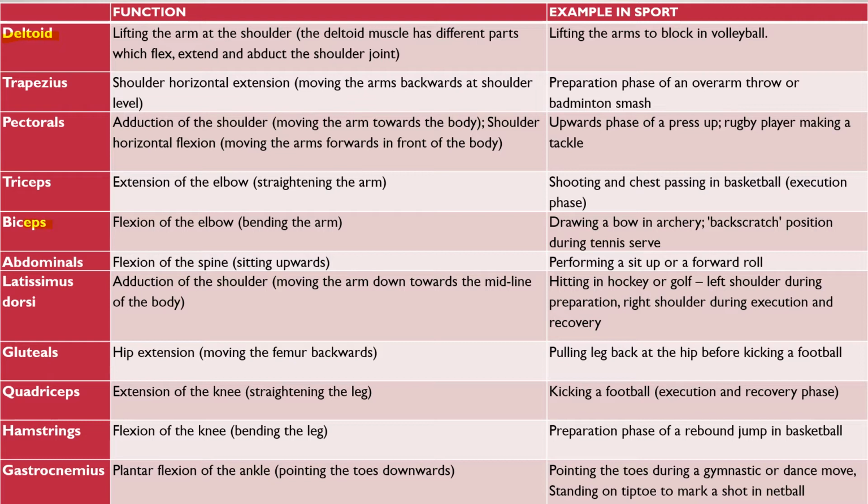Another example, the biceps, which is used for flexion of the elbow, that is bending the arm. In sport, we can find it in archery, whereby you draw your elbow, or else in a tennis serve, what we call the back scratch position. Another example I take, the quadriceps, a group of muscles found on the front of your upper leg. These muscles are used for the extension of the knee, that is straightening the leg. In sport, an example is kicking a football.